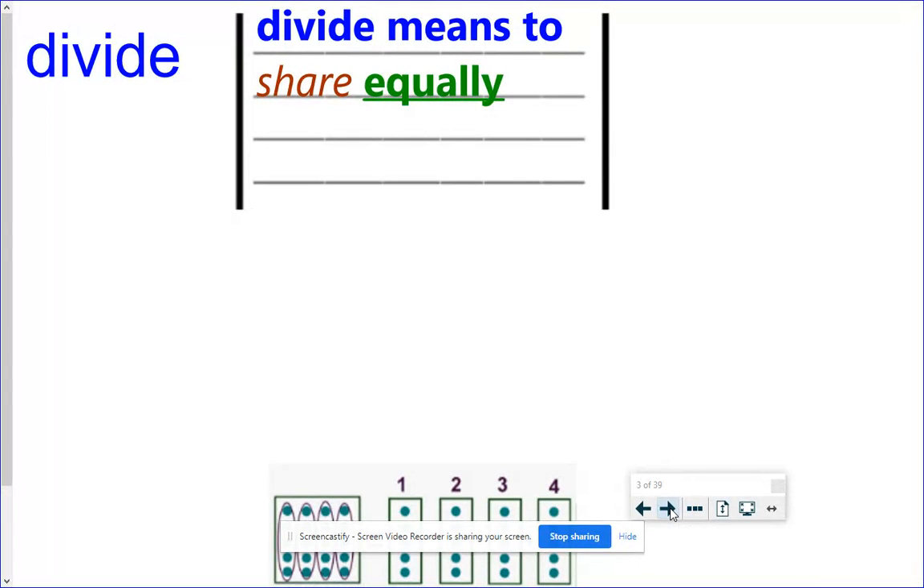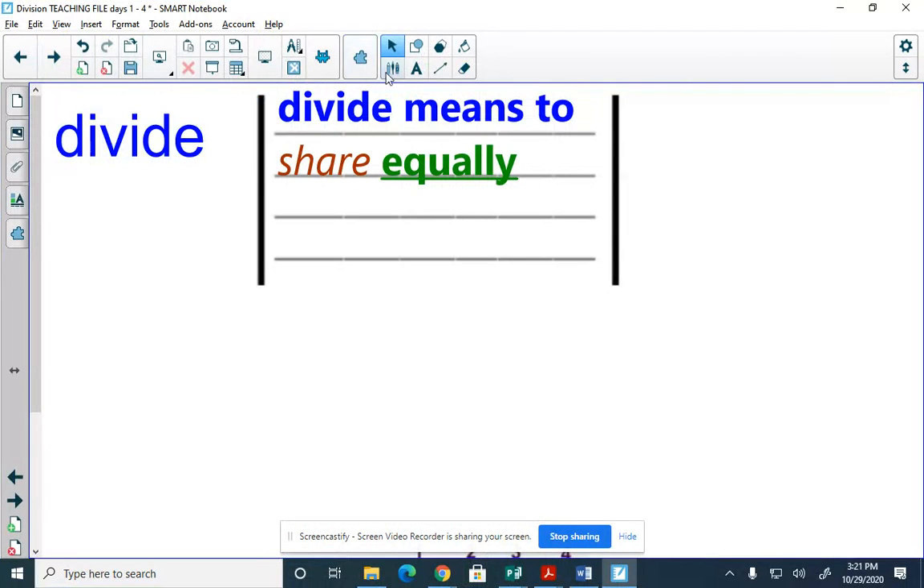So on our tip chart, this is the 7th word for Unit 2. I also sent you a new tip chart for you to print out and write this on. Divide, D-I-V-I-D-E. Divide means to share equally. So if I were to have 10, let's just say, let's call them beads.